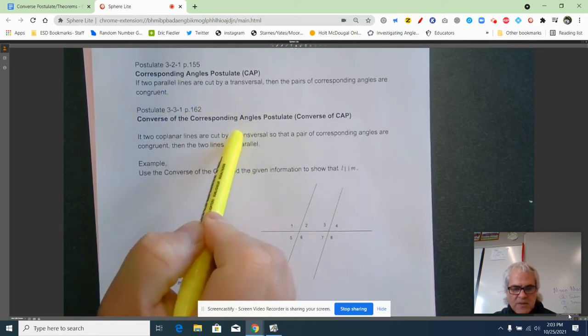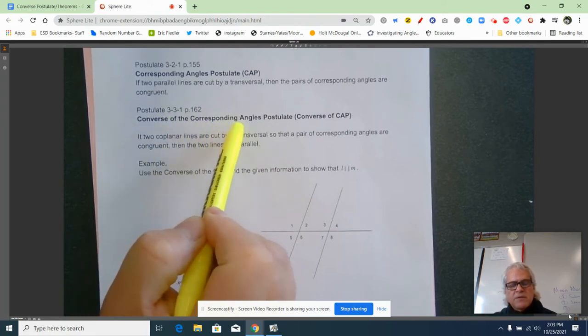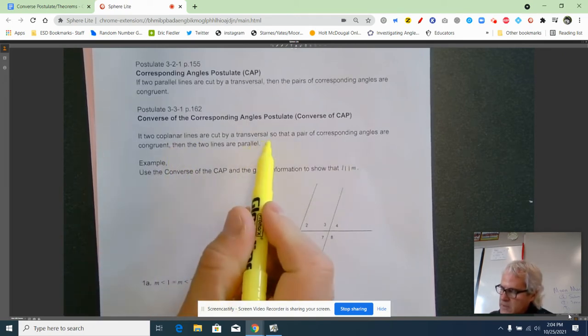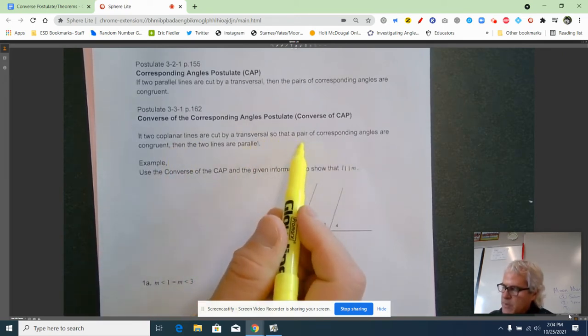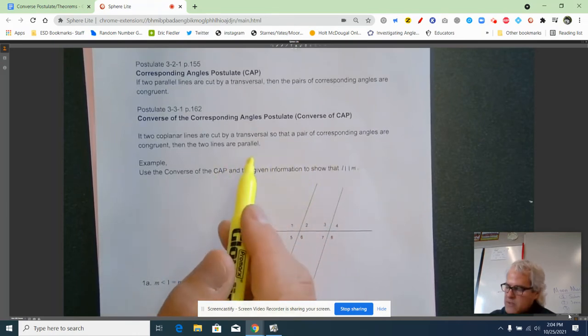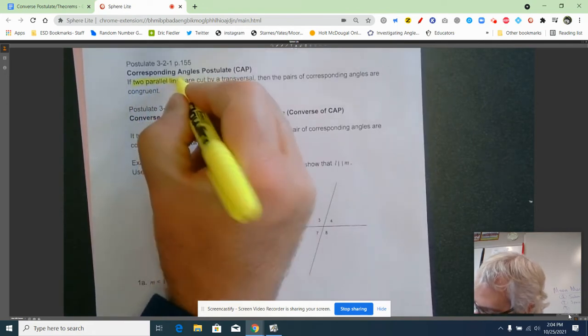Here's the next section. It's called the converse of the corresponding angles postulate, converse of CAP. And we know from our last quiz that when you're talking about the converse, you switch the hypothesis and conclusion around. So take a look at how it works. If two coplanar lines are cut by a transversal so that a pair of corresponding angles are congruent, then the lines are parallel. So what you're given in this one are, the first one, two parallel lines.